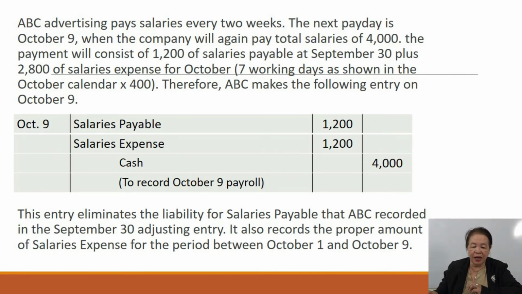And then, we have the salaries payable of 1,200 and then the salaries expense ng 1,200 pagdating na po ng October 9, no? So, ano yan? Yung i-credit mo yung cash na 2,800 to record the October 9 payroll, no? Pero hindi mo pa yan i-reflect dito sa September, no? Yun na yung payment mo pagdating na ng October.